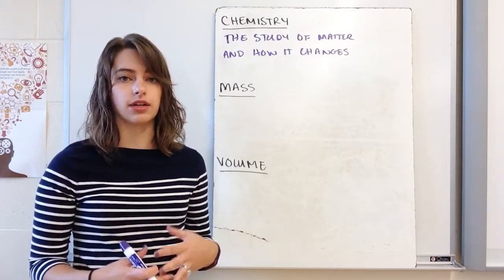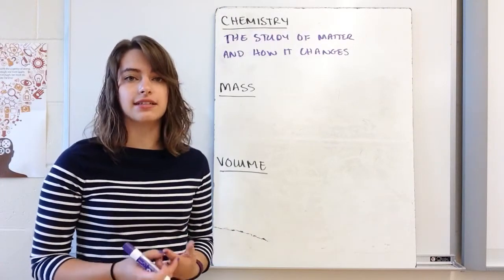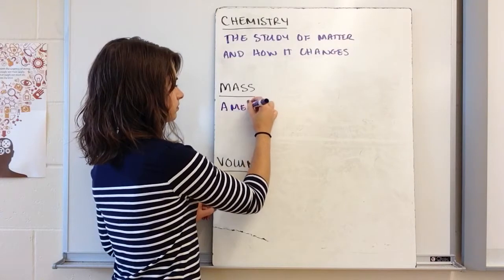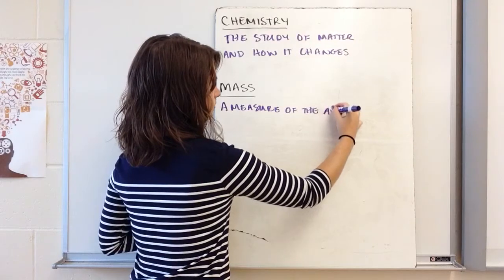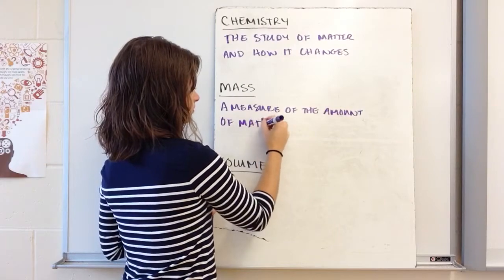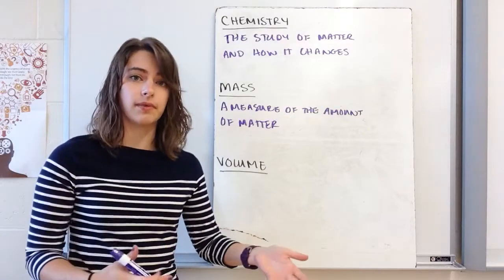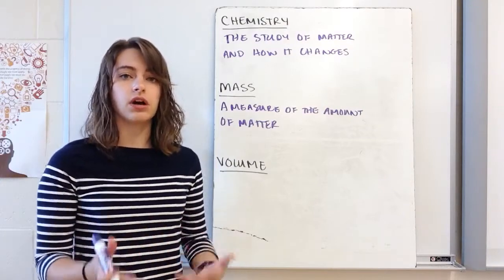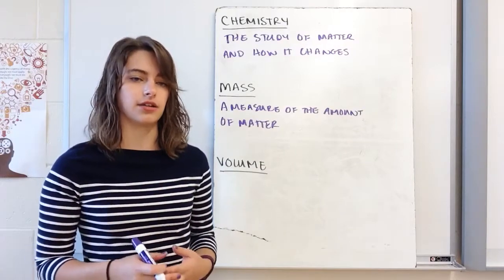When we study chemistry, we look at two major components a lot. The first is mass. Mass is a measure of the amount of matter. So if we have more matter, we're going to have a greater mass. If you have less matter, you're going to have a lower or less mass. We also look at volume a lot, and volume is a measure of the amount of space that matter occupies.